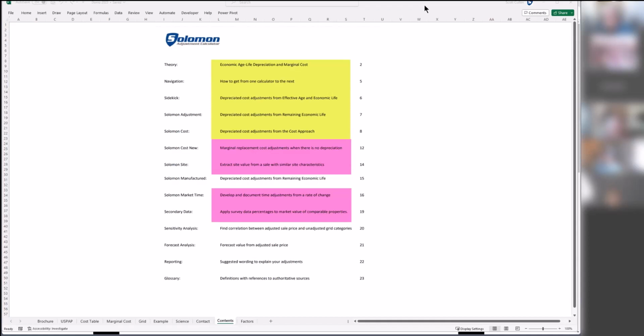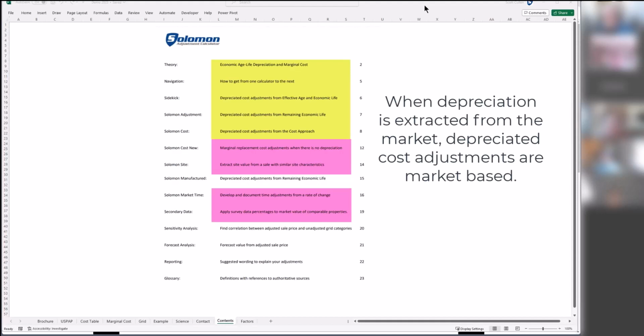Sidekick, you input effective age and economic life. Solomon Adjustment, you input remaining economic life. And Solomon Cost is kind of the bedrock tool, because there we are actually using the cost approach to extract and support effective age from market data. So that's, I believe, when depreciated cost truly becomes market related or market derived adjustments.